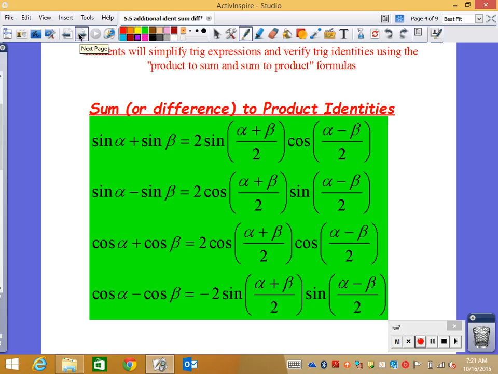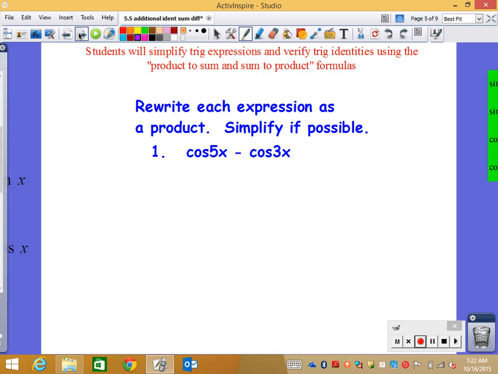So now we have the sum or difference to a product. This is essentially going backwards to what we just did. Notice we have a sine plus sine, sine minus sine, cosine plus cosine and a cosine minus cosine. So you have a sum or difference for sine and cosine, two for each. So let's try these out a little bit. I want to rewrite cosine 5x minus cosine 3x as a product. So we have to determine which one we're going to use again.